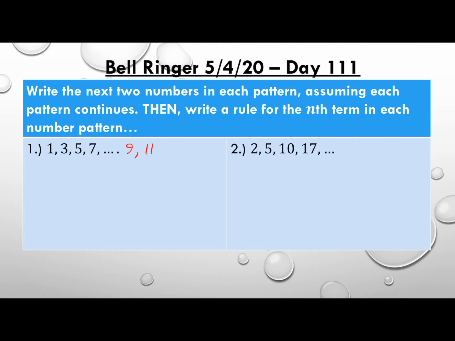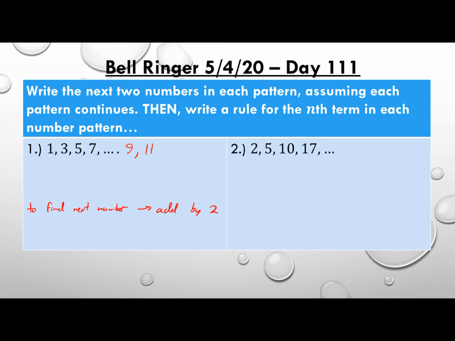Now, the next part says to write a rule. There's a couple ways we can do this. One way we can think about it is, to find the next number, add 2. That's a very informal rule, right? To find the next number, we add 2.